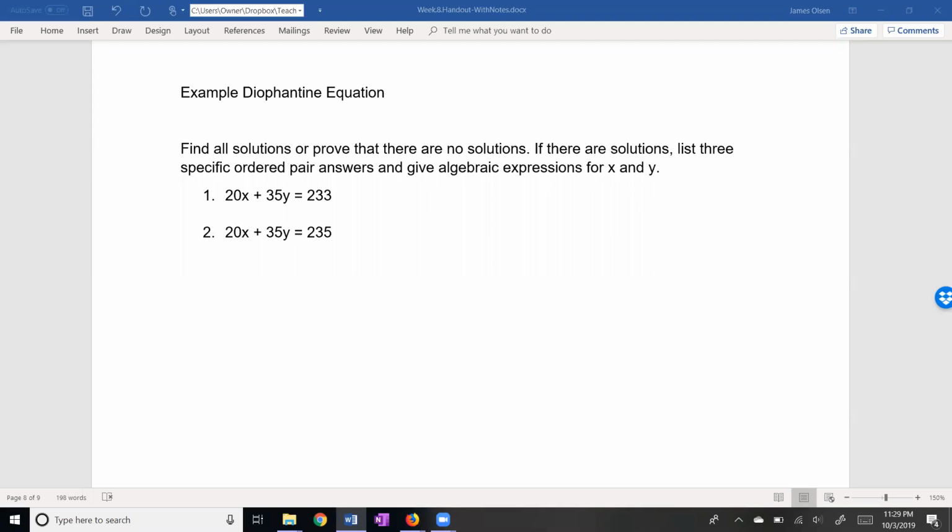Now let's apply our theorem. Find all solutions, or prove that there are no solutions. If there are solutions, list 3 specific ordered pair answers and give algebraic expressions for x and y. So in our first example, the GCD of 20 and 35 is 5. 5 does not divide 233. Therefore, no solutions.